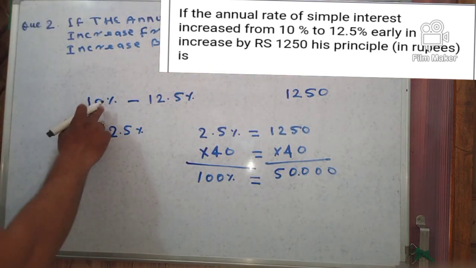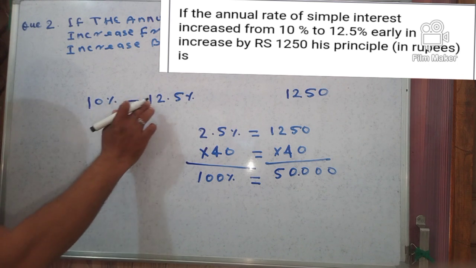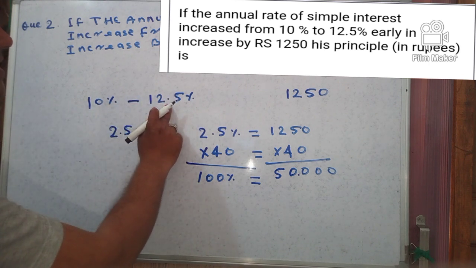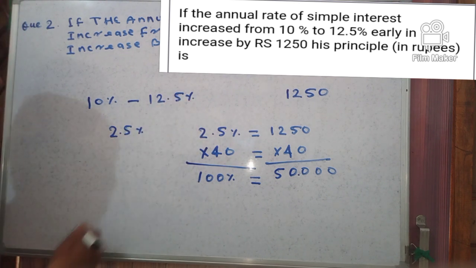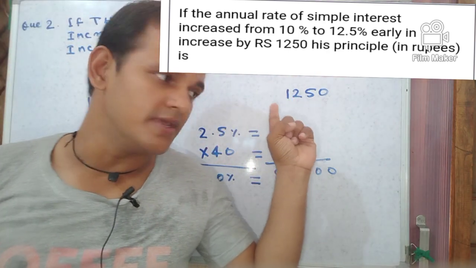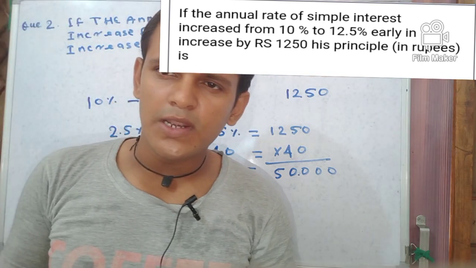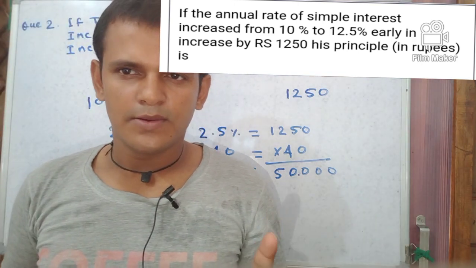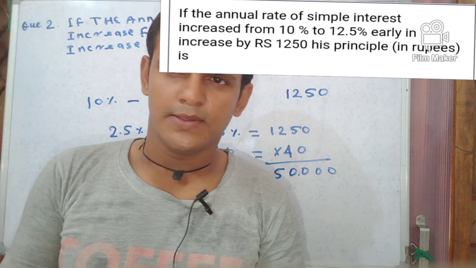See here, the increase is 2.5%, only from 10% to 12.5%. So the increase is 2.5%, and 2.5% represents 1250. So we can say 2.5% is equal to 1250. Our target is to find only what the principal is.